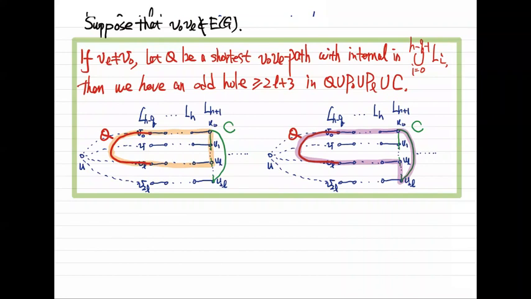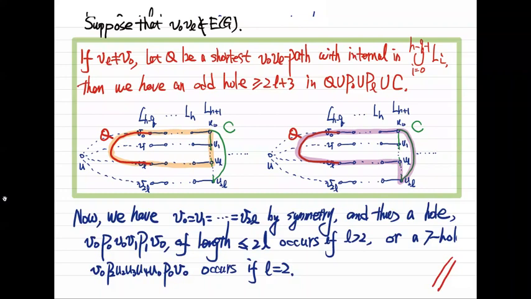Then we discuss the two situations: vl equals v0, or v0 does not equal vl, in which case we can finally show that the paths p0, p1 to p2l have a common end in the level L h minus q. And then we can find either a short cycle or a hole of length 7 when L equals 2. If L is greater than 2, we can find a short cycle of length at most 2L. Those are both contradictions. So this completes our proof of theorem 1.